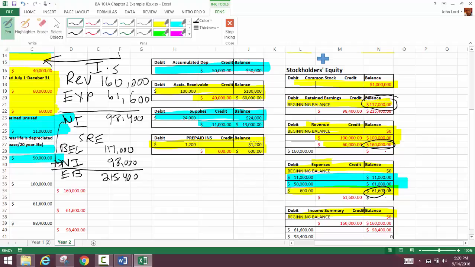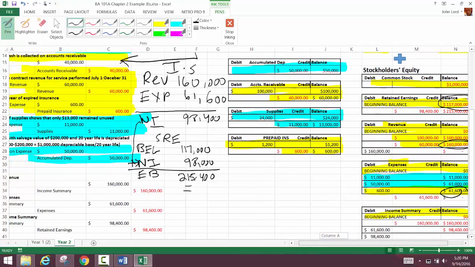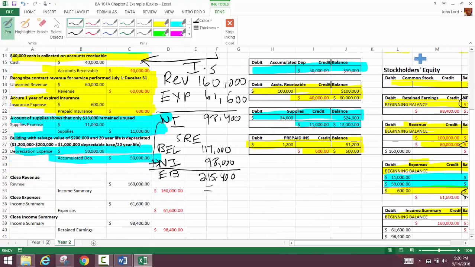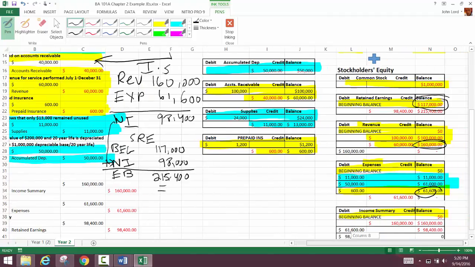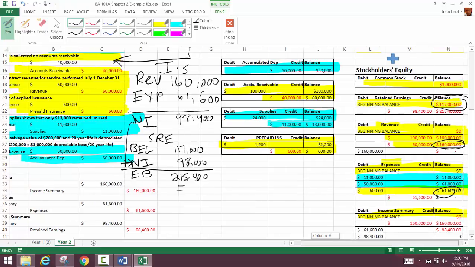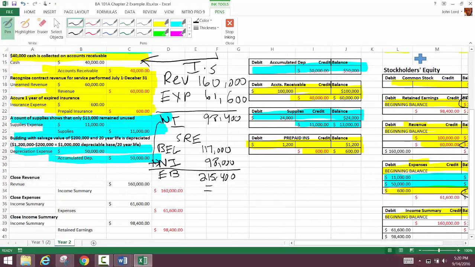Okay, good. But before we finish the year now, before we can prepare our balance sheet, we need to go ahead and do our closing entries, don't we? This is year two. We're going to close again. Because our revenue account has a 160,000 credit sitting in it, right? We want to debit it so that it zeroes out. So we debit our revenue for 160,000. When we do, does it go to zero?